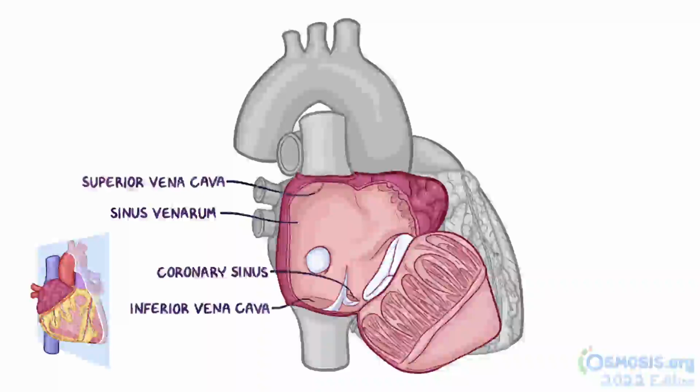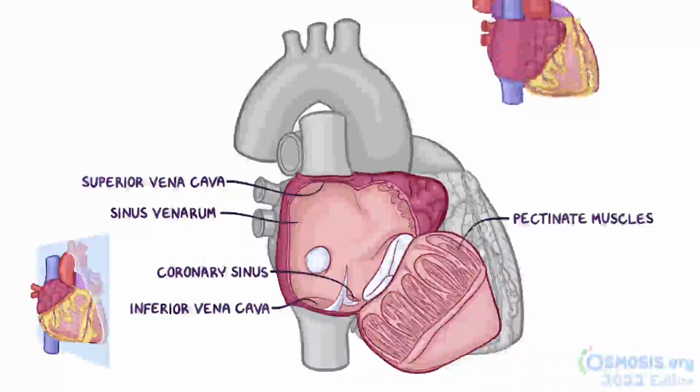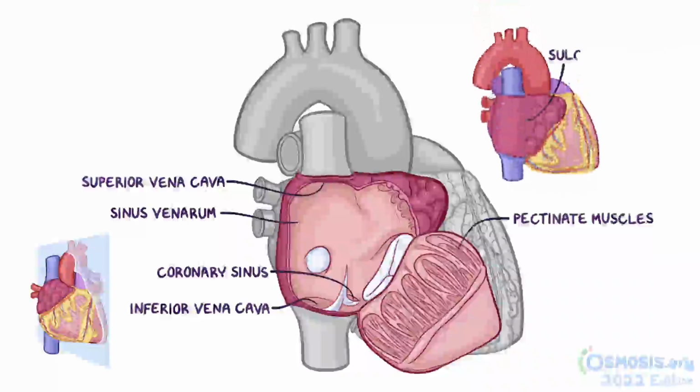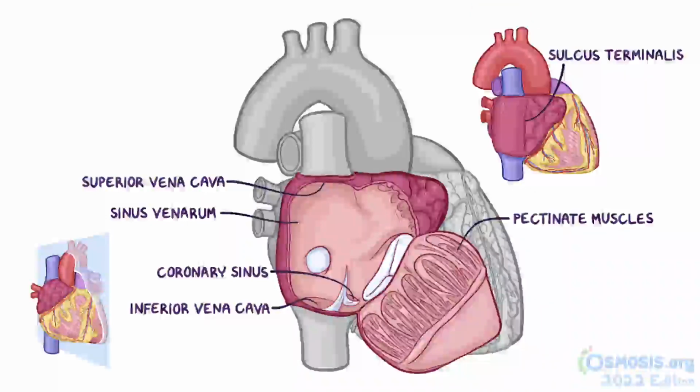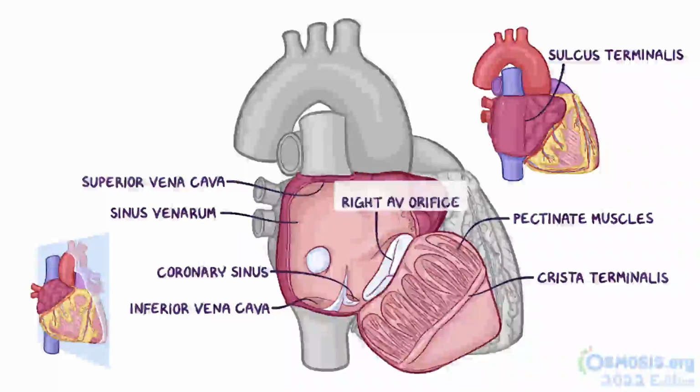Then there's a rough muscular anterior part formed by the pectinate muscles. Externally, the smooth and rough parts of the atrium are separated by a vertical, shallow groove called the sulcus terminalis. Internally, these structures are separated by a vertical ridge called the crista terminalis. Inferiorly, you can also see the right AV orifice, also known as the tricuspid orifice, which is where the blood from the atrium goes into the ventricle.